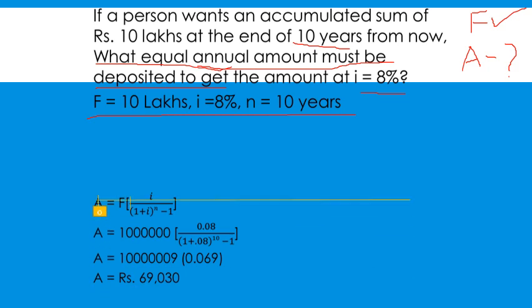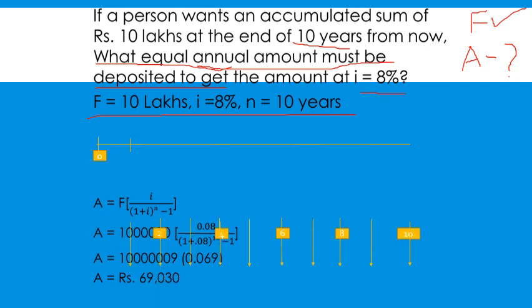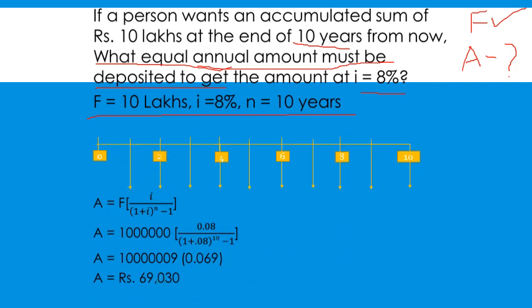Let us draw the cash flow diagram. Draw the timeline of 0 to 10 years. A for 10 years, they are all unknown. I don't know what A is. F is known to me. F is equal to 10 lakhs, 10 years from now. What is that now? This is now, 0. The 0th year is always termed as now or today. That is where the timeline begins from.